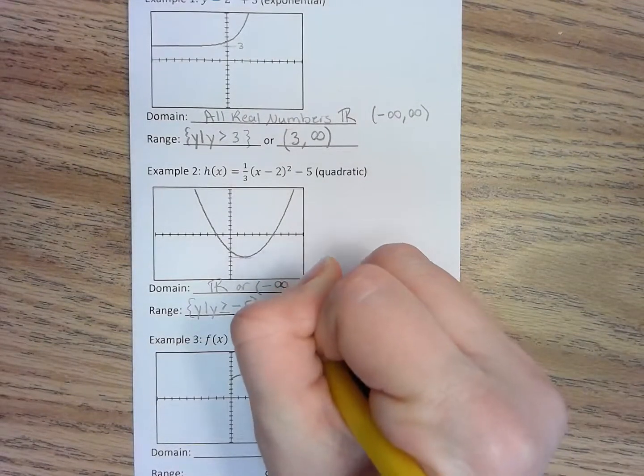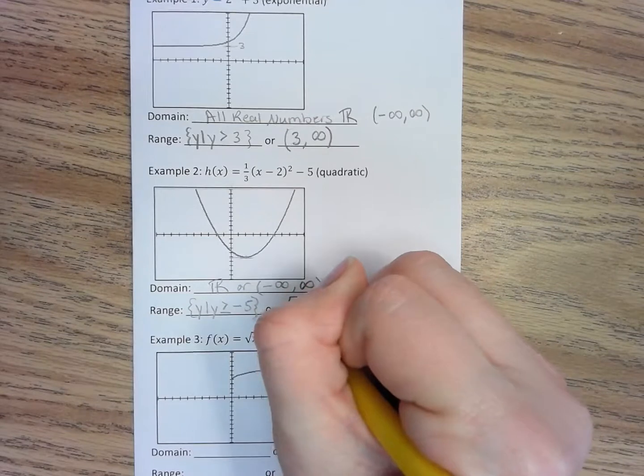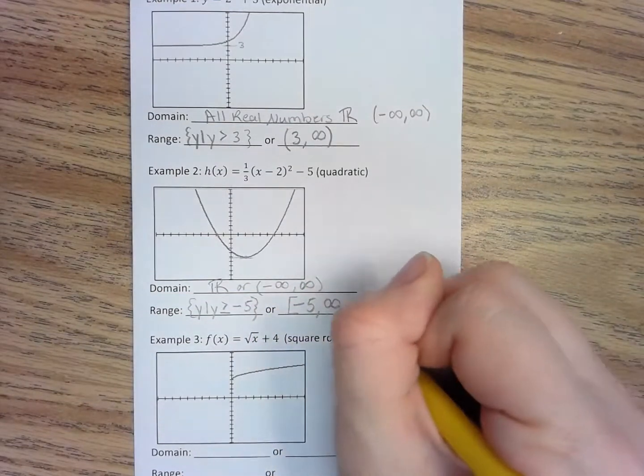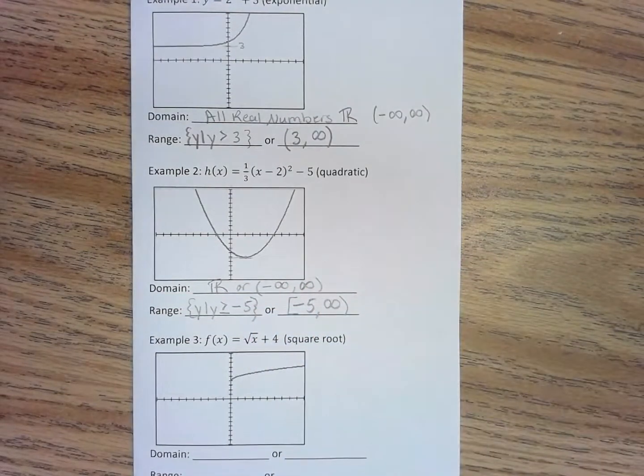Because there's a point at that vertex, we would include that -5, so this is where we'll use a bracket. And once again, an infinity symbol just has our parentheses.